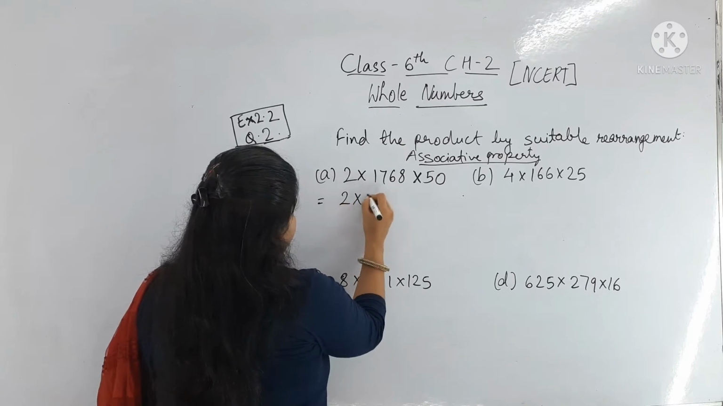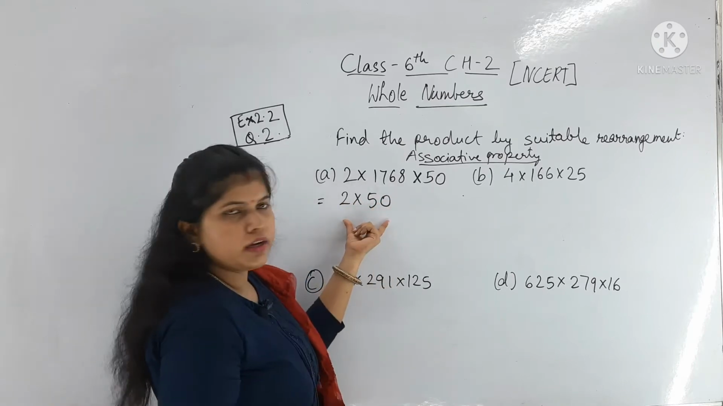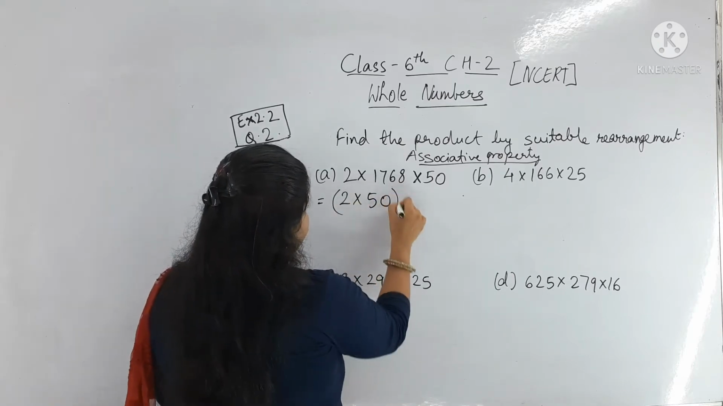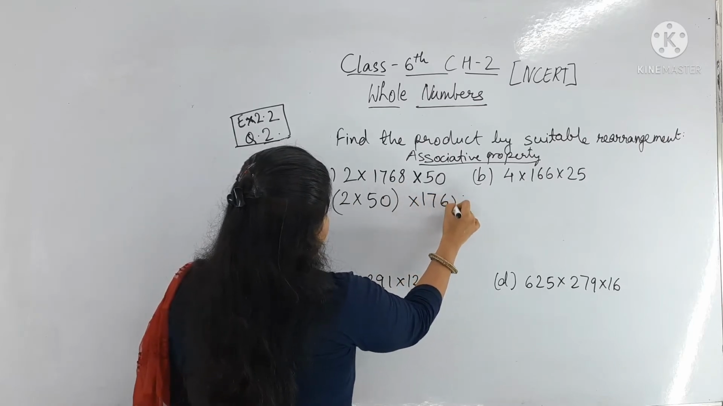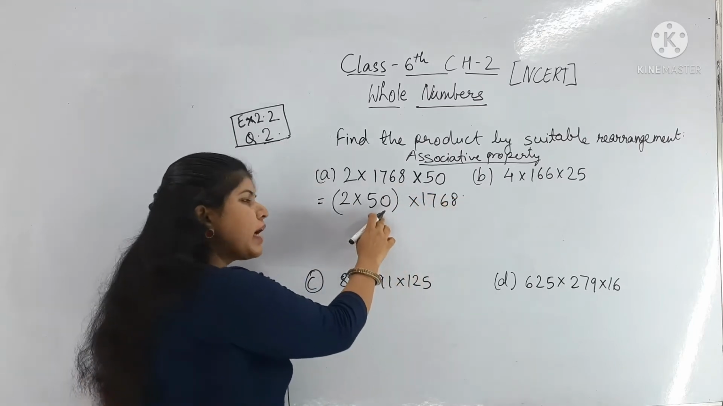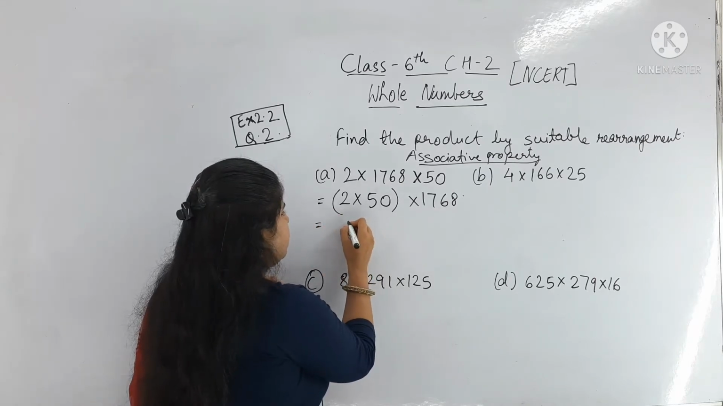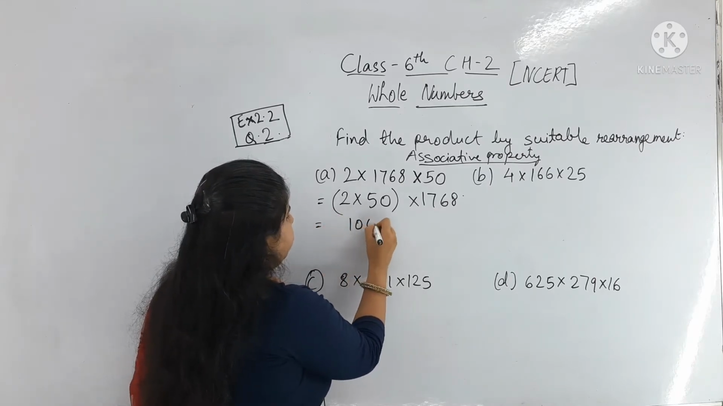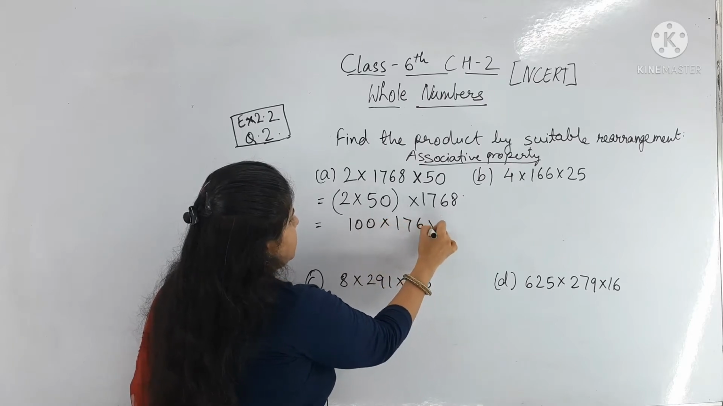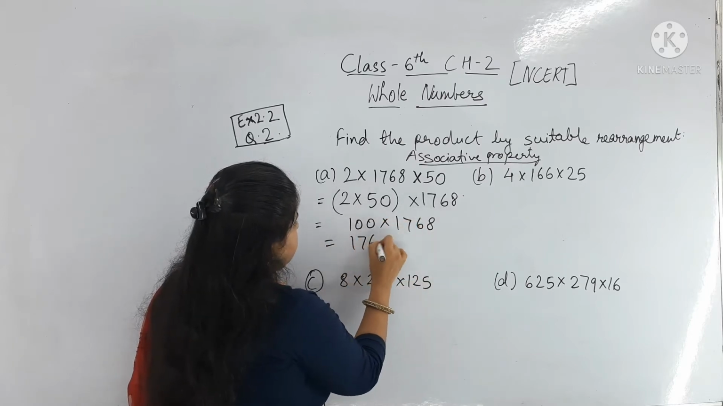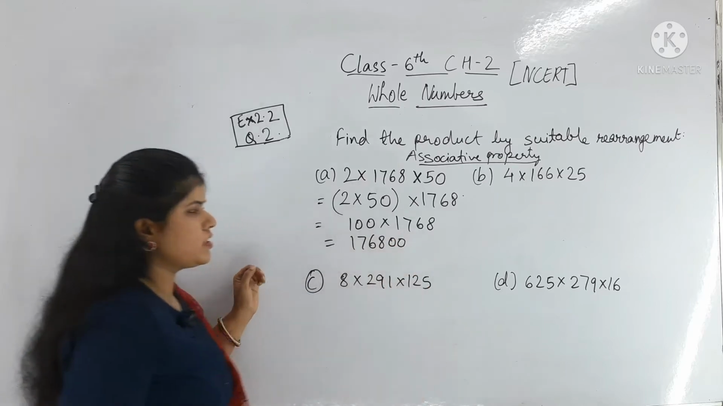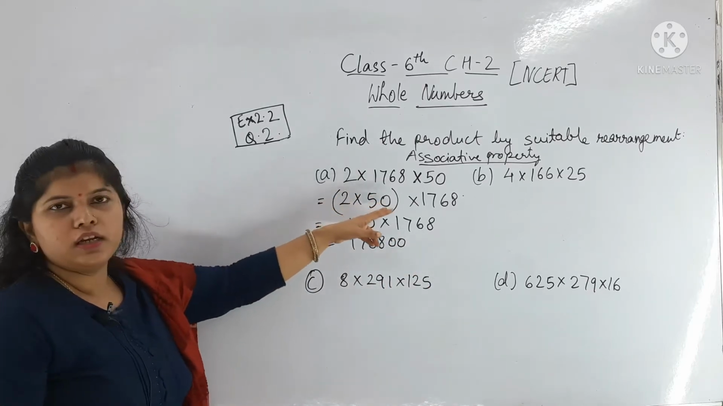In the ones place I am getting 0 in one of the numbers. Here 2 into 50 into 1768. So it will be easy if I am getting 0 in the ones place here. So 2 into 50 is 100, into 1768. So I am getting here 176800.